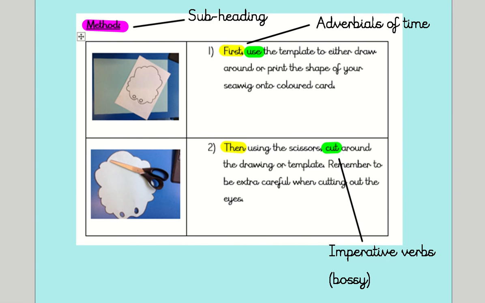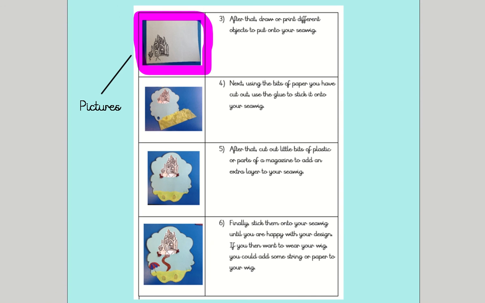So I've said, "First, use the template to either draw around or print the shape of your sea wig onto coloured card. Then, using the scissors, cut around the drawing or template. Remember to be extra careful when cutting out the eyes." In this one, I've circled around the picture because I think they really help show the different stages of making the sea wig.